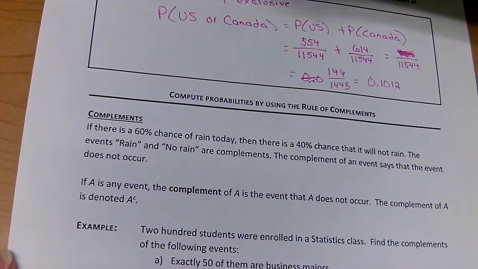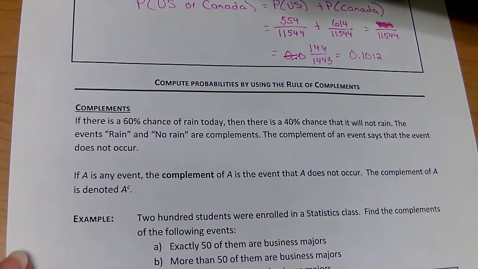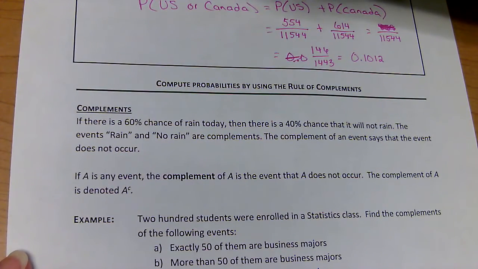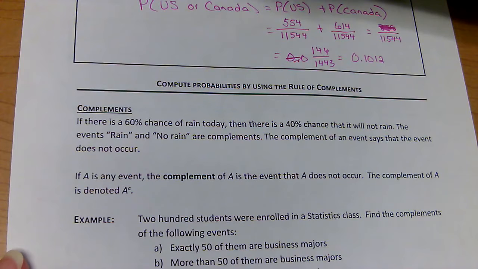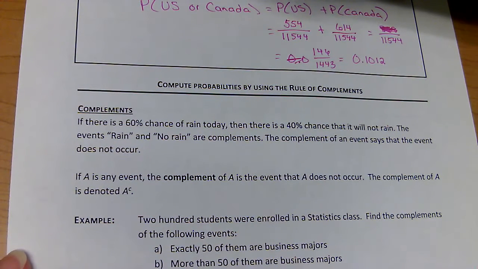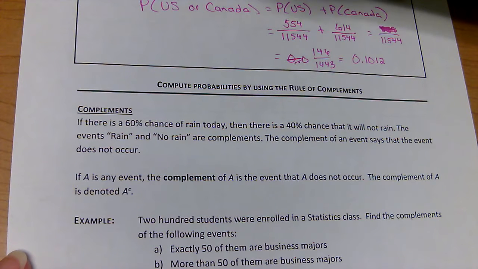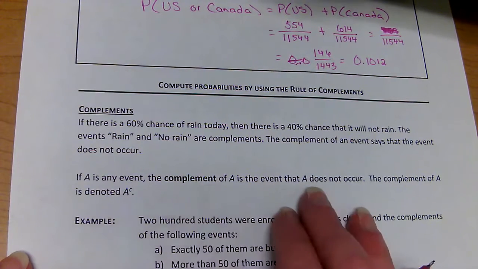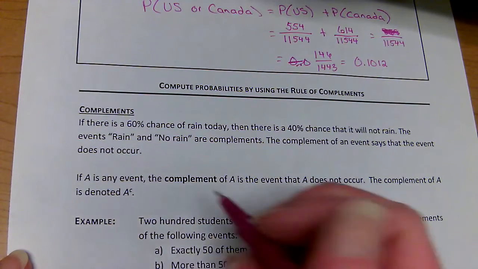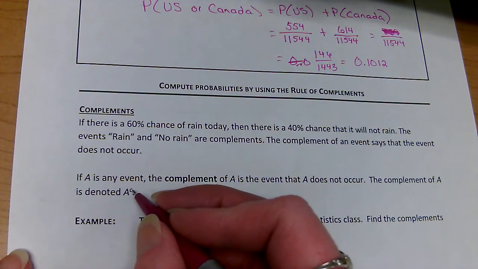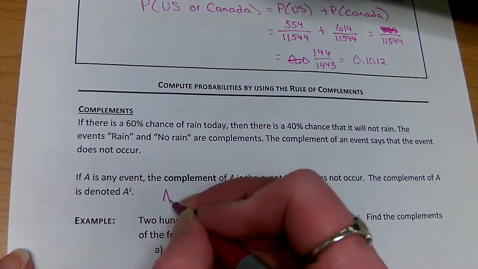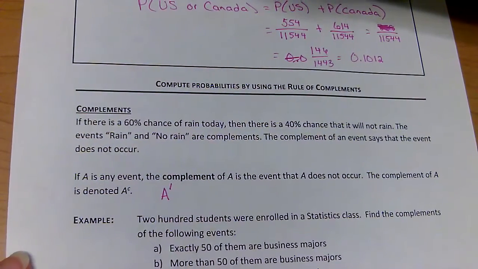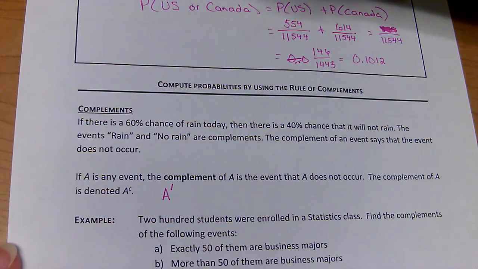Now, there's another thing we want to talk about, and it's the rule of complements. Let's say there's a 60% chance of rain today. Then that means there's a 40% chance that it will not rain. Rain and no rain are complement events. If A is any event, the complement of A is the event that A does not occur. And we denote it with an A with a little C. Some textbooks do an A with a little dash instead of a C. Both of those mean the same thing.